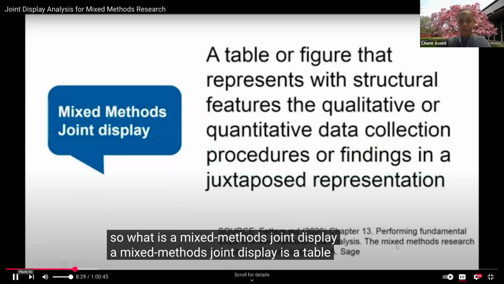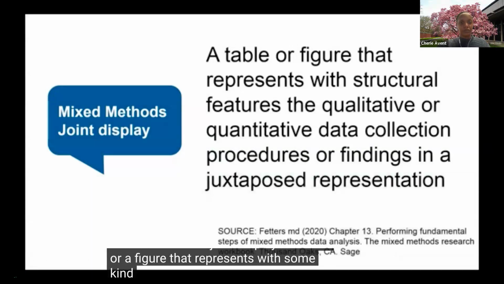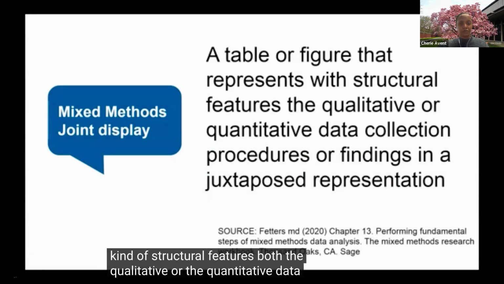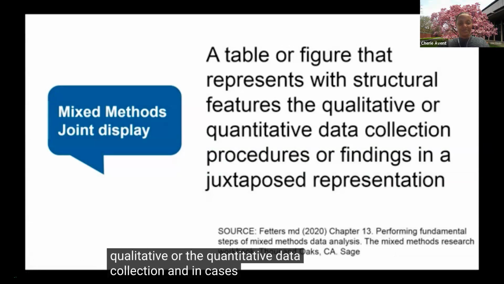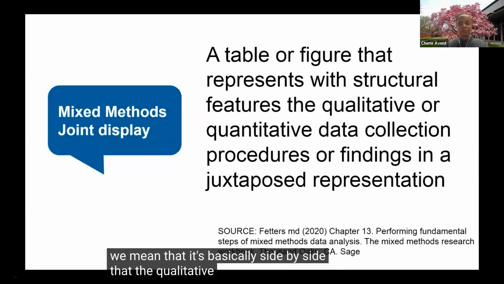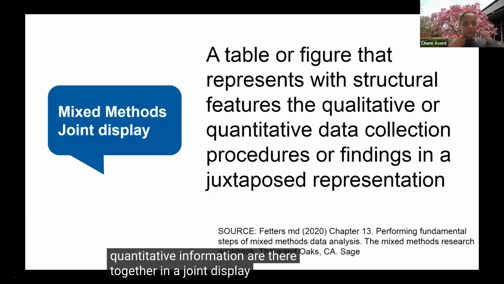A joint display is a table or a figure that represents, with some kind of structural features, both the qualitative and the quantitative data collection. In cases, that can be the data collection procedures, or it could actually be the findings in a juxtaposed representation. When we say juxtaposed, we mean that it's basically side by side, that the qualitative and the quantitative information are there together in a joint display.